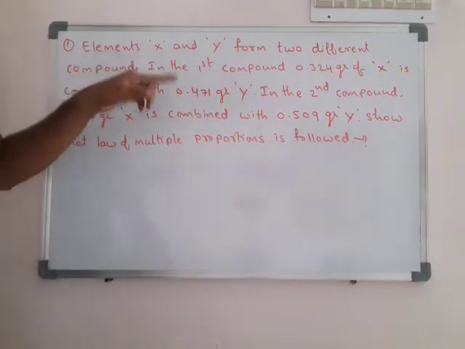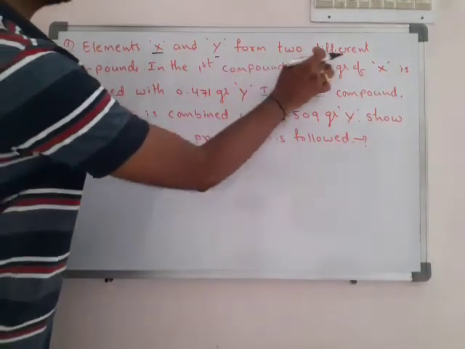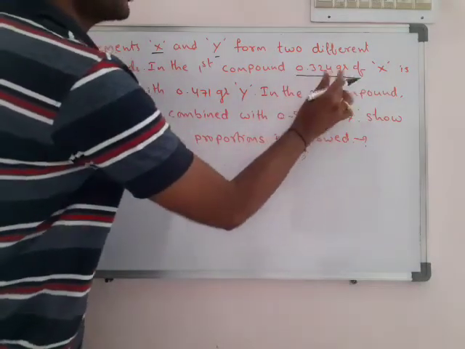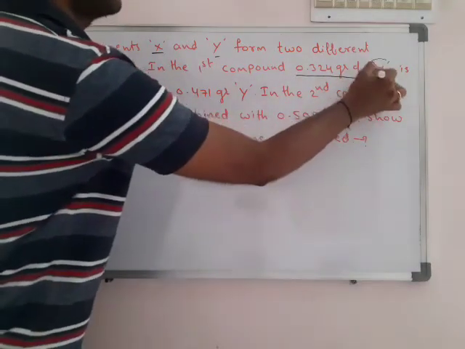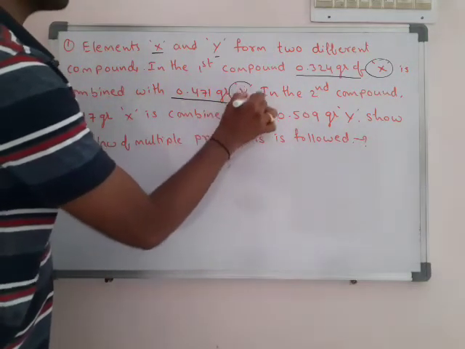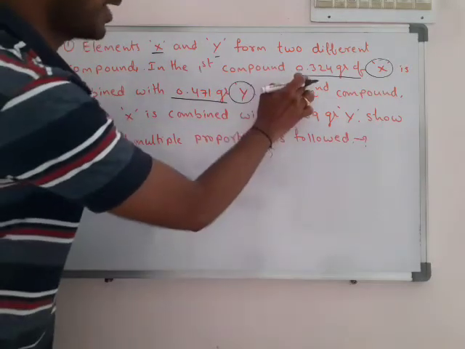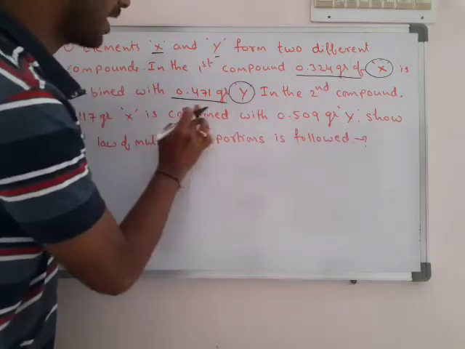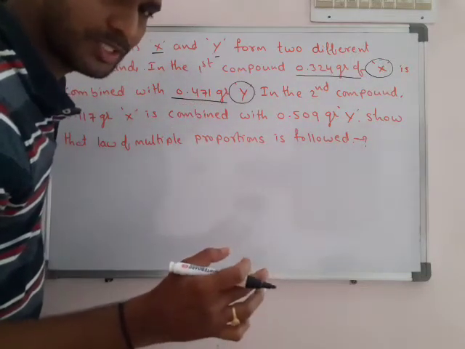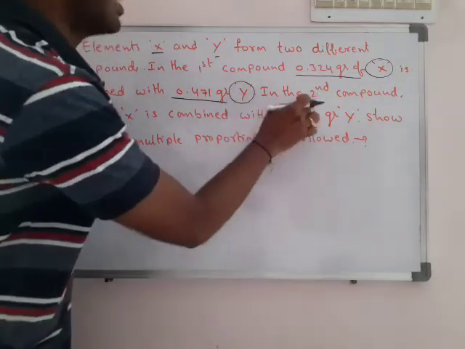Elements X and Y, two different elements, form two different compounds. In the first compound, 0.324 gram of X is combined with 0.47 grams of Y. This is about the first compound. So what is that formula? It's not required.